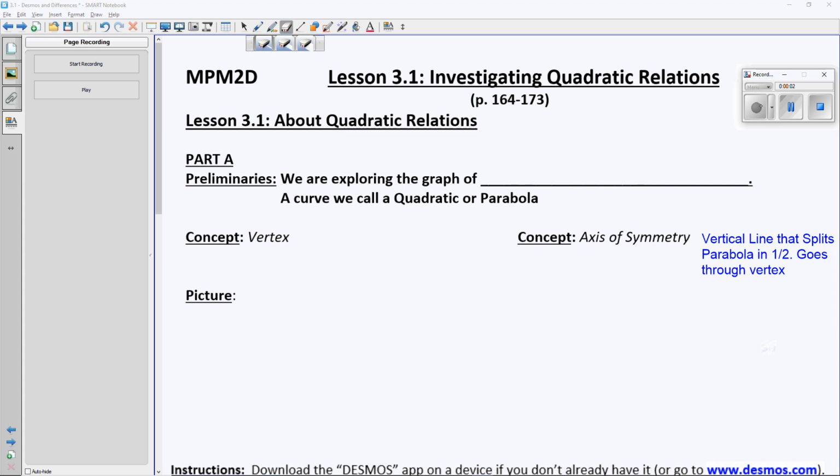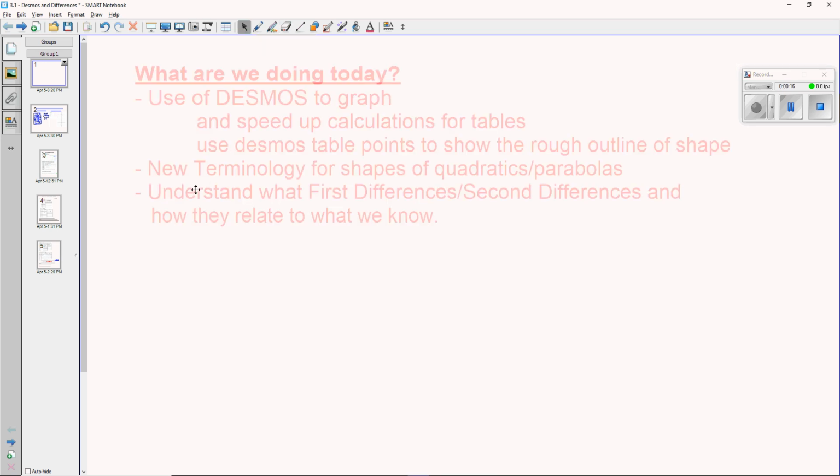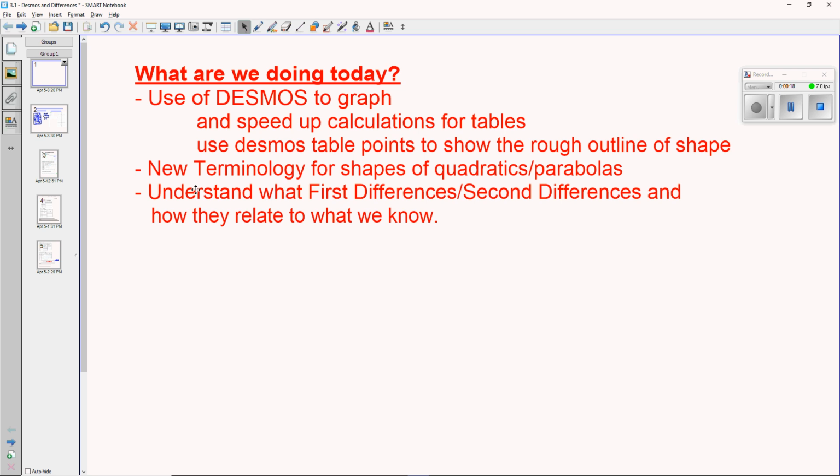We're learning about quadratic relations. One of the things we need to realize is what we're going to be looking at. We're going to be using Desmos to speed up our calculations. We're going to learn some new terminology, and we're going to use a thing called first differences.